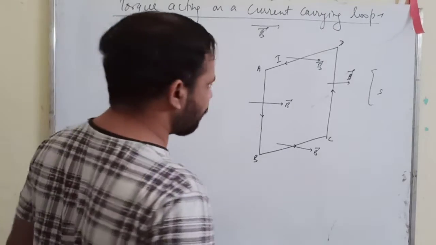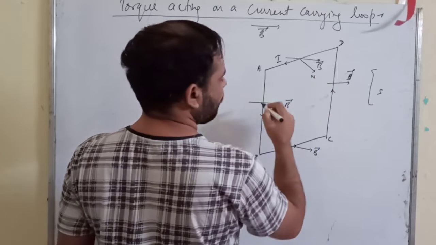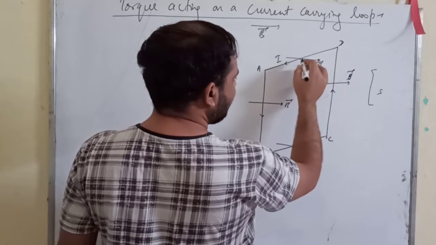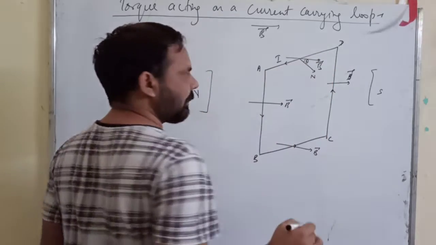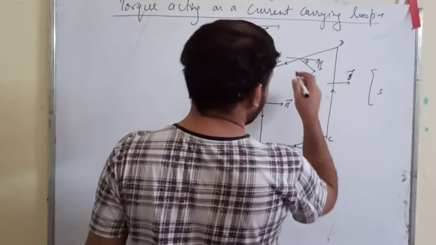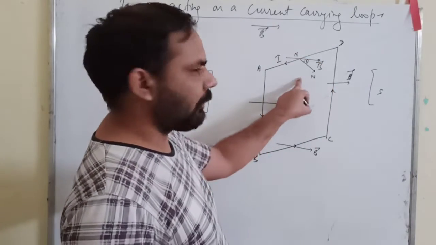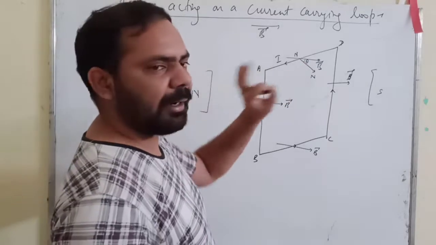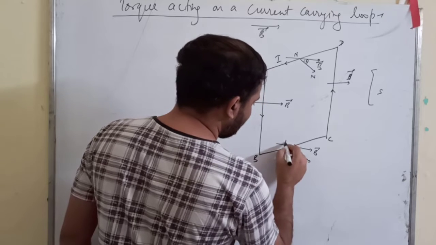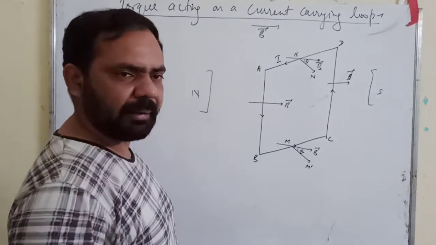Let us suppose few more things. Suppose the normal to the coil, suppose this one, makes an angle theta with the direction of magnetic field. Suppose this is the normal, suppose we can name it as N dash, is the normal to the coil, okay, and it makes an angle theta with the direction of magnetic field. Similarly here also, this is normal M dash and makes an angle theta with the direction of magnetic field.